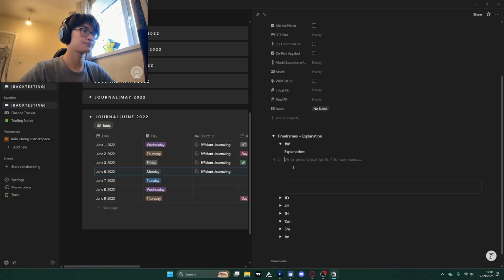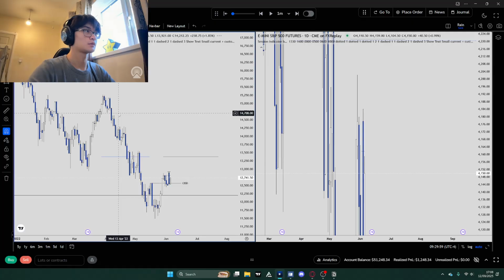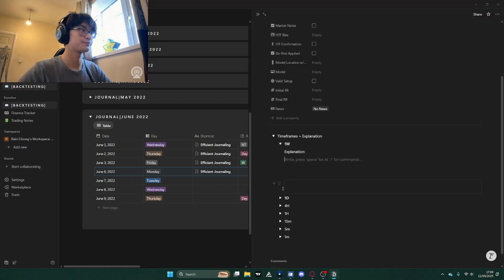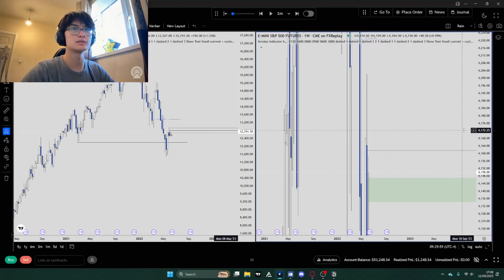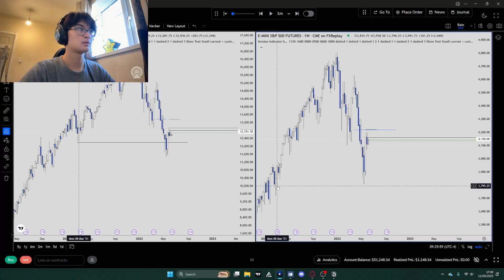Weekly. The weekly looks nice. Bearish order flow but swept significant low. I think we had a city as well. Yeah.